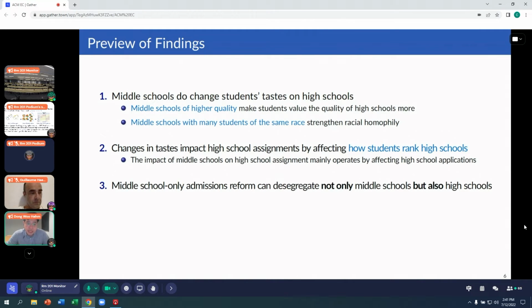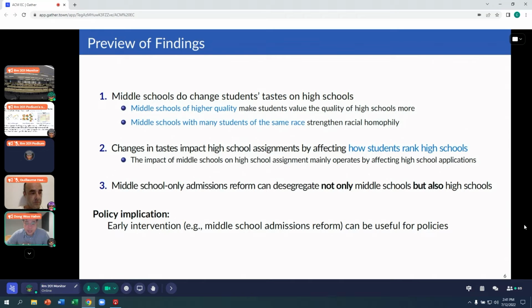By the counterfactual analysis, we find that a middle-school-only admissions reform can desegregate first the middle schools, obviously, but second, more importantly, also the high schools. And the policy implication and the takeaway is that an early intervention in the form of middle school admissions reform can be useful for desegregation. And the dynamic relationship of the school choices can be used to design better policy.